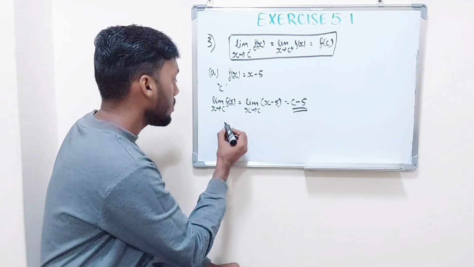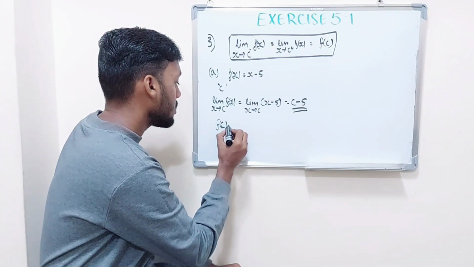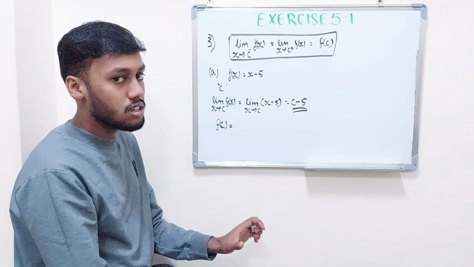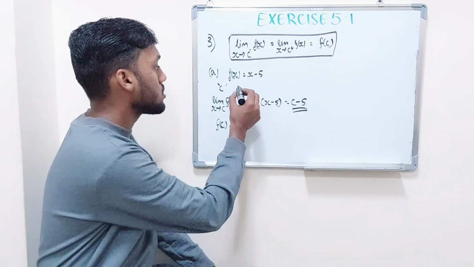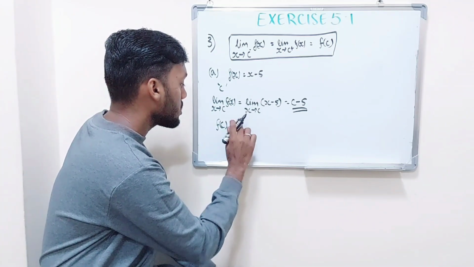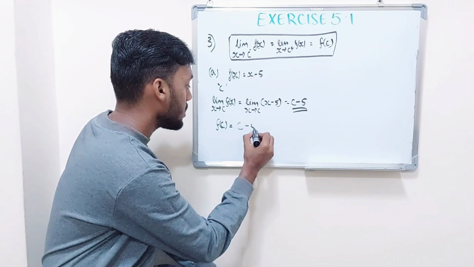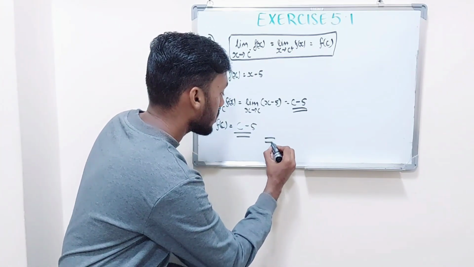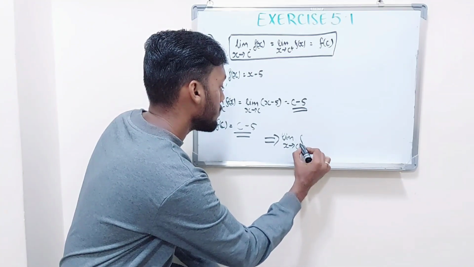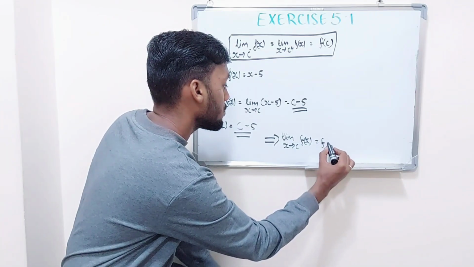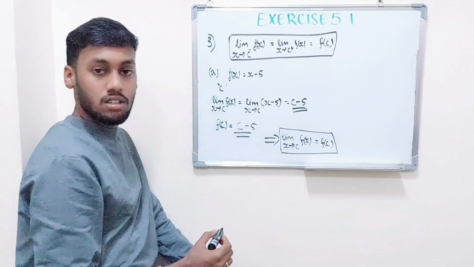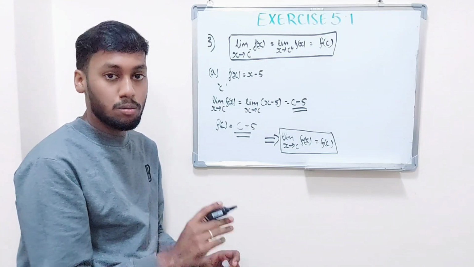Okay. Now f of c. What is f of c? If f of c and this are equal, we can say that our function is continuous at all points in the domain. So f of c means we are replacing x with c, so we'll get c minus 5. So what can we imply? This implies limit x tends to c f of x equal to f of c, which satisfies the condition for continuity. Hence f of x is continuous at all points in its domain.